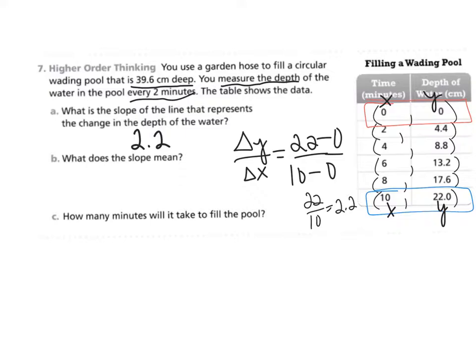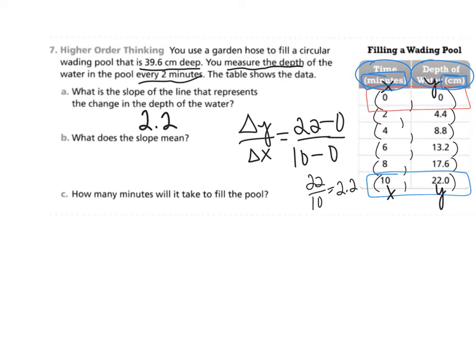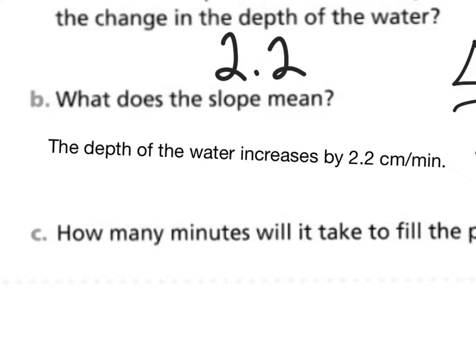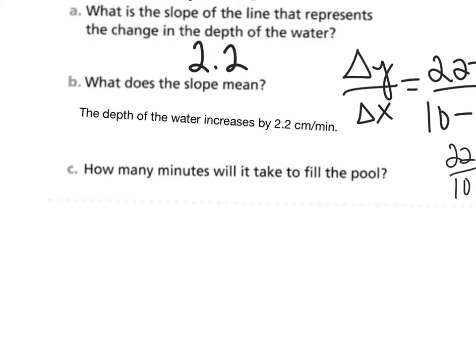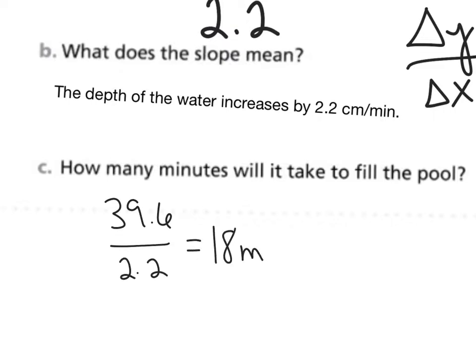And then part B says, what does the slope mean? Just look at your units there. So we did y divided by x. Y was the depth of the water in centimeters. X was the time in minutes. So y divided by x would be centimeters per minute. So we could say that the depth of the water increases by 2.2 centimeters per minute. And then part C, how many minutes will it take to fill the pool? The pool was 39.6 centimeters. So if you do 39.6 divided by 2.2, we can see that would take 18 minutes to fill.